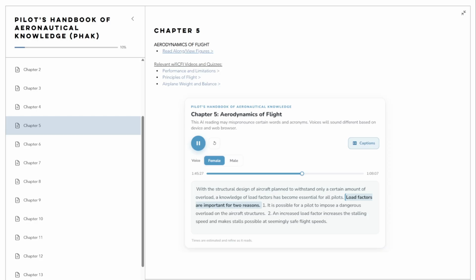Load factors are important for 2 reasons. 1. It is possible for a pilot to impose a dangerous overload on the aircraft structures. 2.